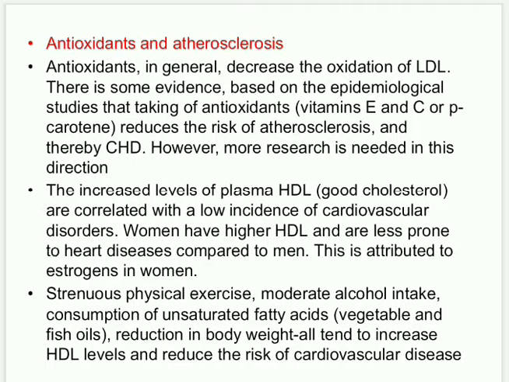Women have a higher HDL than men. That's why women are less prone to heart disease. This is attributed to the estrogen in women. Strenuous physical exercise, moderate alcohol intake, consumption of vegetables, polyunsaturated fatty acids, and reduction of body weight all tend to increase the HDL level and reduce the risk of atherosclerosis or coronary heart disease.